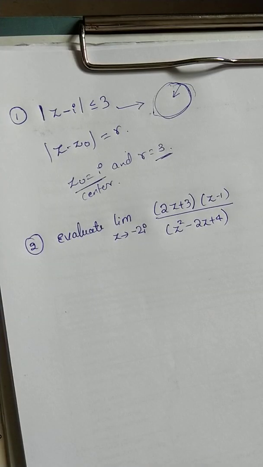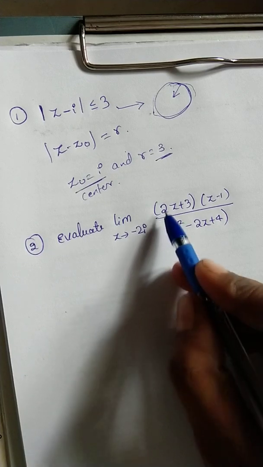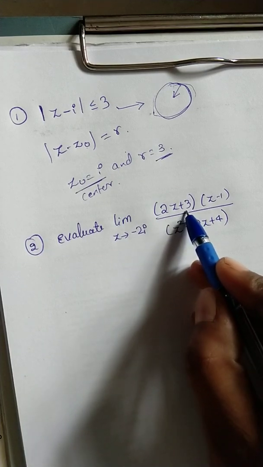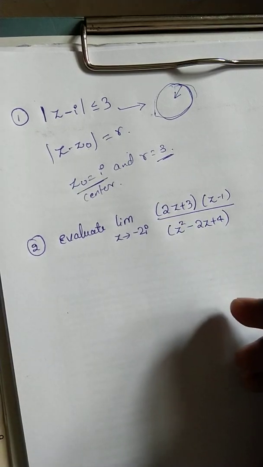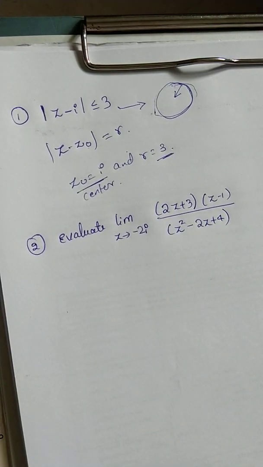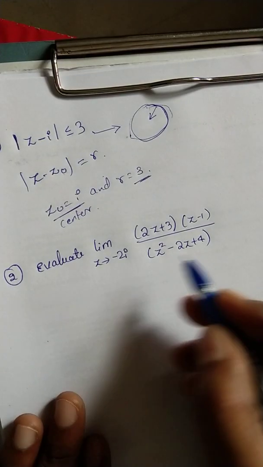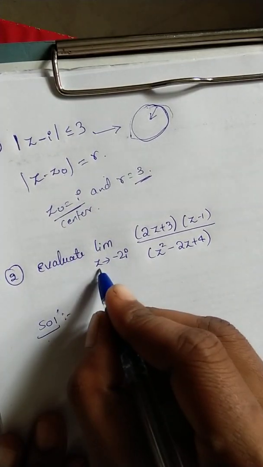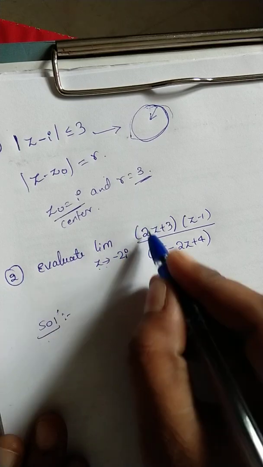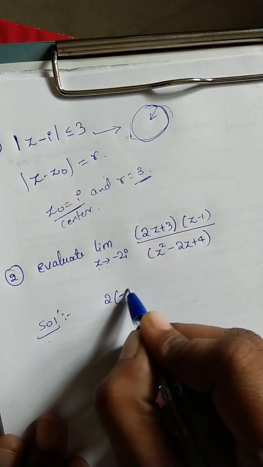Second question is evaluate limit Z tends to minus 2I of 2Z plus 3 into Z minus 1, all divided by Z square minus 2Z plus 4. Okay, this is the given question. First we have to apply the limit. Solution: replace Z, we have to apply this limit inside, so in the place of Z we should write minus 2I.